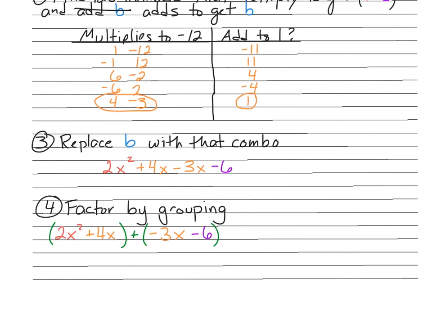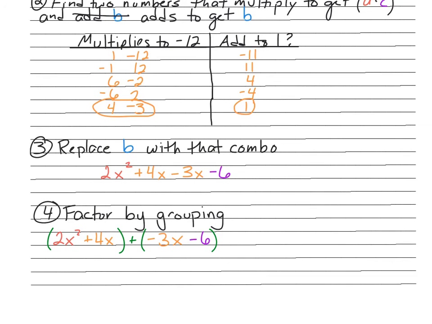So factor by grouping. I need to look at the greatest common factor between those first two, which is 2x. So I take out 2x, and I'm left with x plus 2. Next one's -3, and I'm left with x plus 2. So then my final answer is 2x minus 3 times x plus 2.